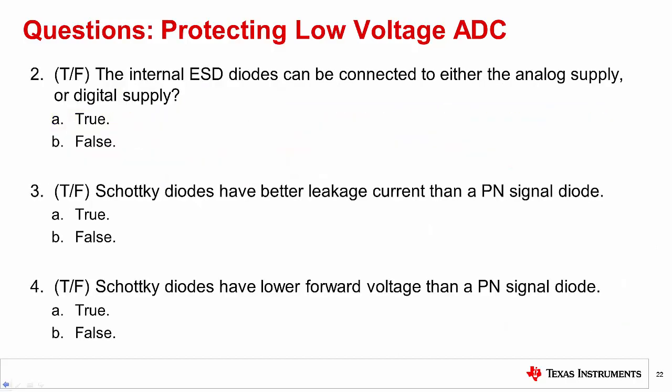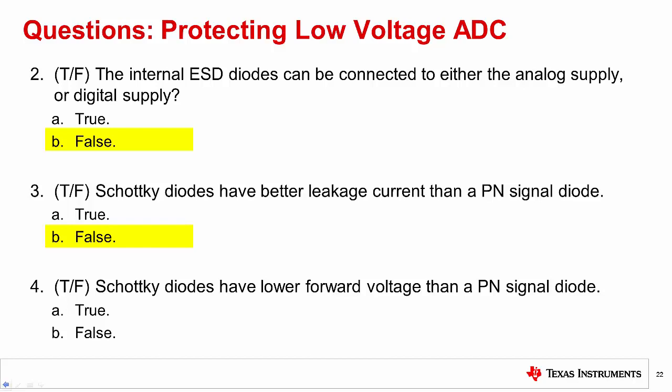Question 2. True/false. The internal ESD diodes can be connected to either the analog supply or the digital supply. The answer is B. False. The internal ESD diodes generally will connect to the analog supply, the reference, or ground. Question 3. True/false. Schottky diodes have a better leakage current than a p-i-n signal diode. The correct answer is B. False. The leakage for Schottky diodes is generally higher than p-i-n diodes.